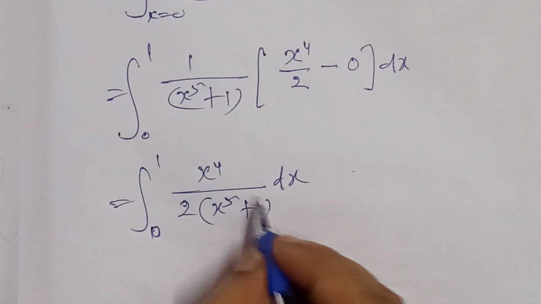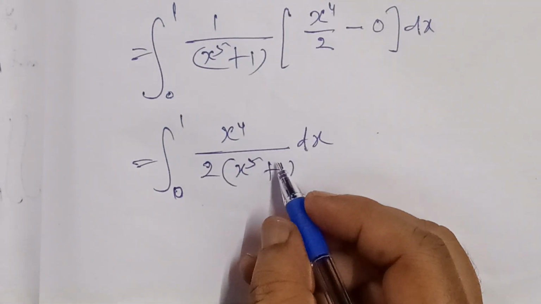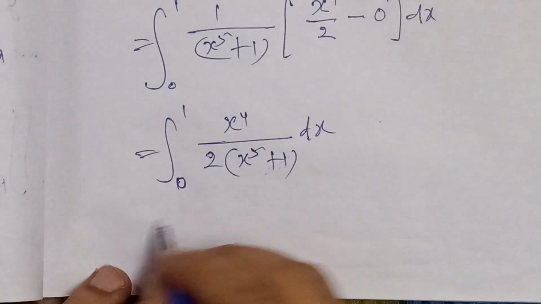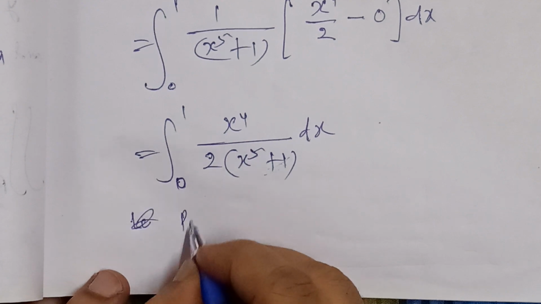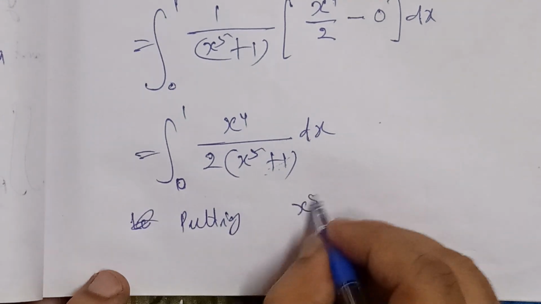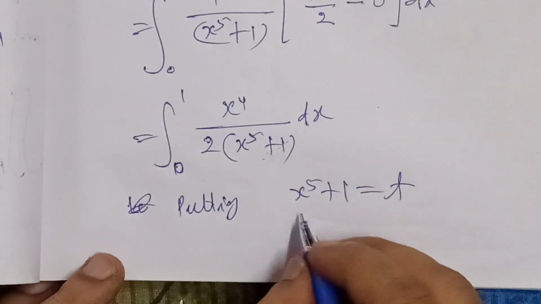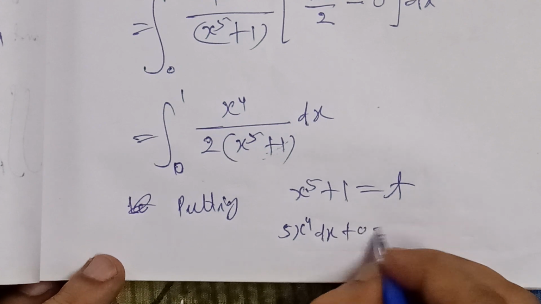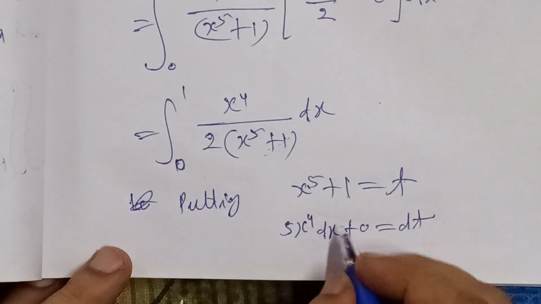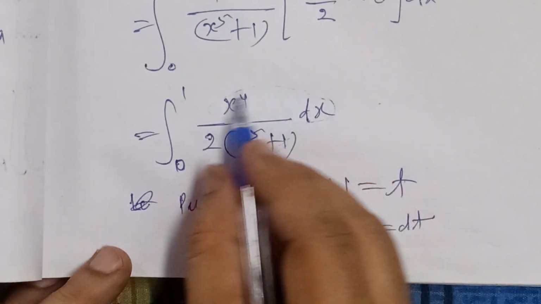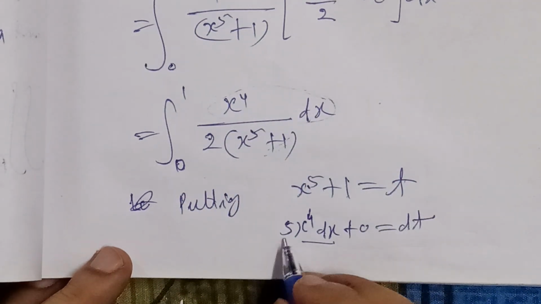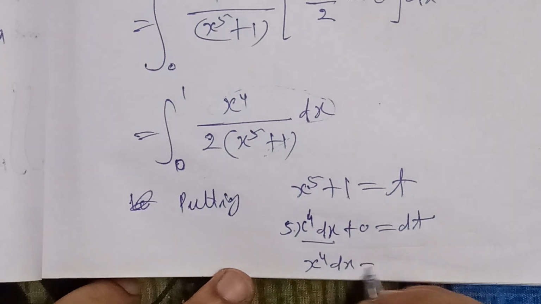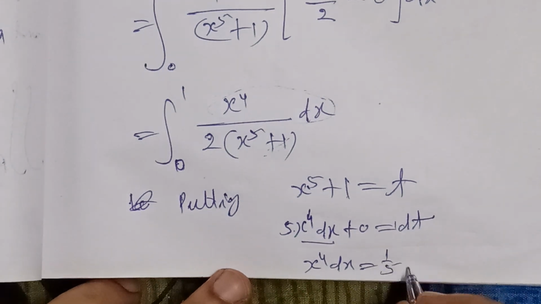For integration, we should use a substitution, putting x to the power 5 plus 1 is equal to t. On differentiating, we get 5 x to the power 4 dx, differentiation of 1 is 0, and differentiation of t is dt. If we want x to the power 4 dx, we divide the whole equation by 5, and we get x to the power 4 dx is equal to 1 upon 5 dt.